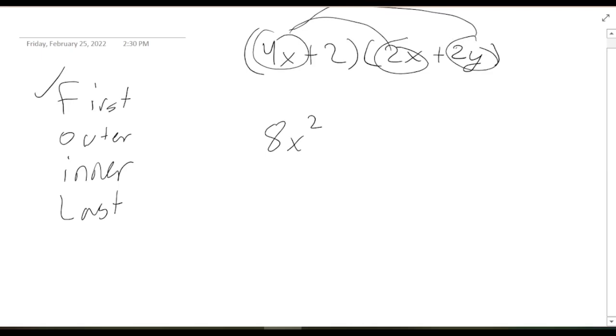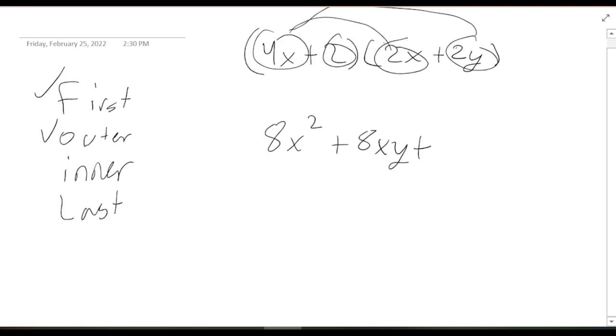Okay, so let's multiply what we know first. So 4 times 2 is going to give us 8 again. But now we need to multiply this x and y together. So they're not like terms, so we just have to leave them as is. We just write them right next to each other. So 8xy. So our second step is done.